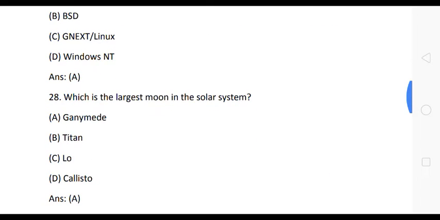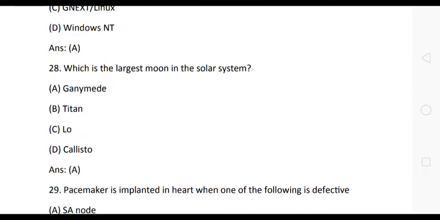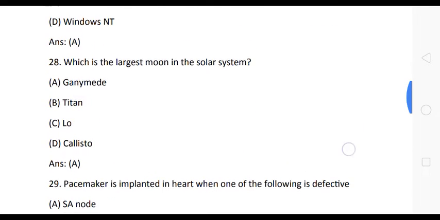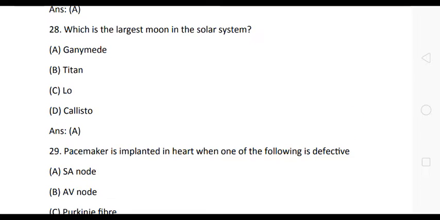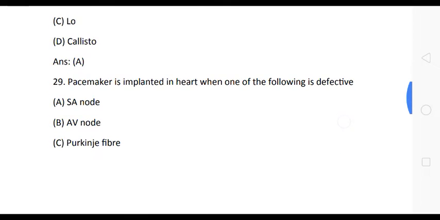The next question is, which is the largest moon in the solar system? Very important question. The correct answer is option A, Ganymede.